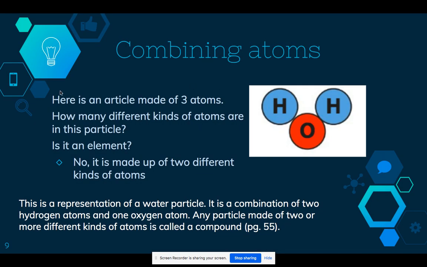So right here, we have a compound, and it's made of three different atoms. You have one, two, three.